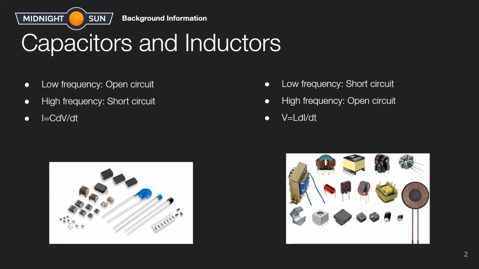The current that's drawn from a capacitor is proportional to the rate of change of the voltage. This means that it resists a change of voltage, but you can draw current from it very quickly and abruptly.